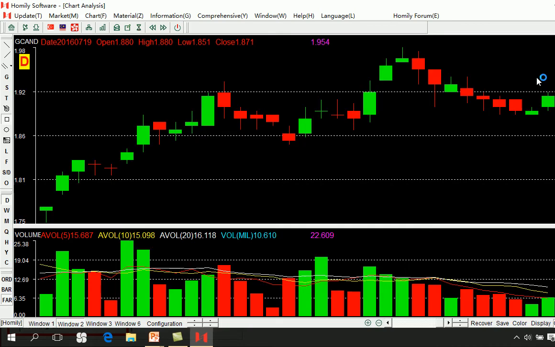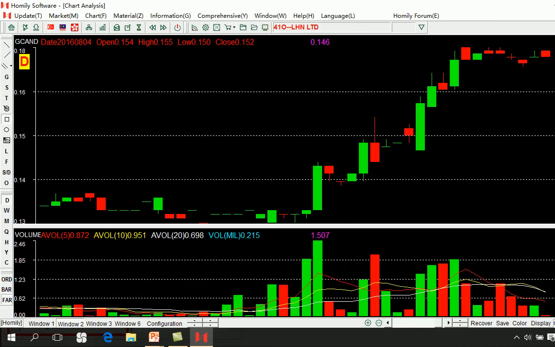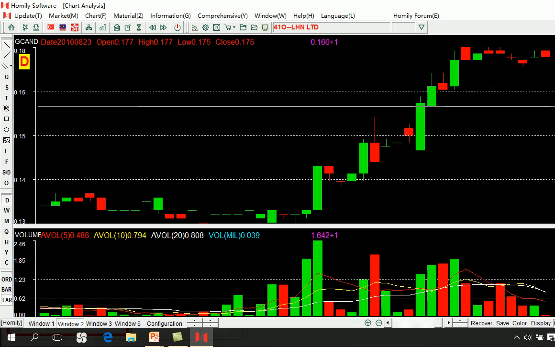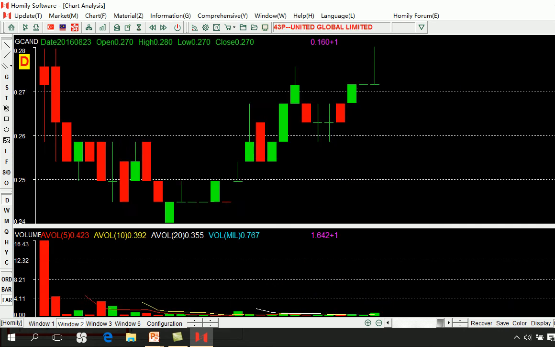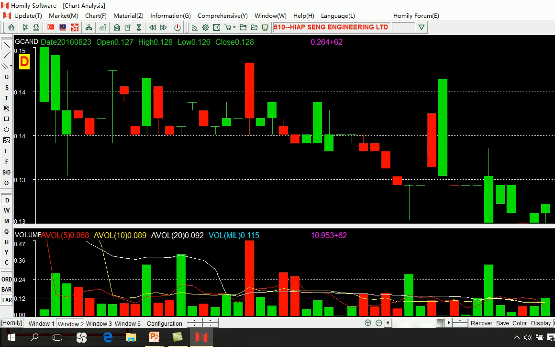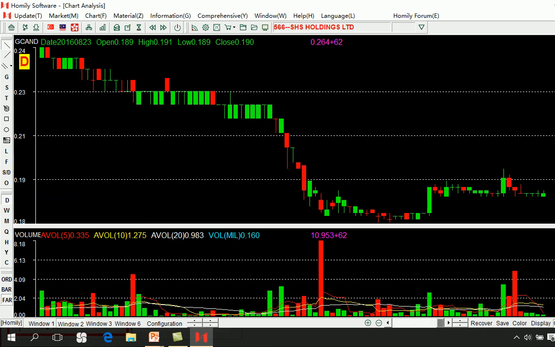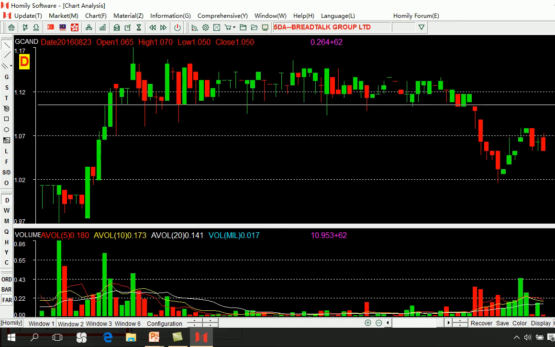So the first one is this stock. Flat bottom. If you select some stocks, you should check whether you can buy or not. Okay, then this is the flat bottom. Then you can find the good stocks, okay? So you can use this function to find them.